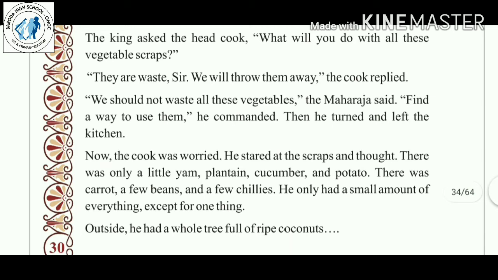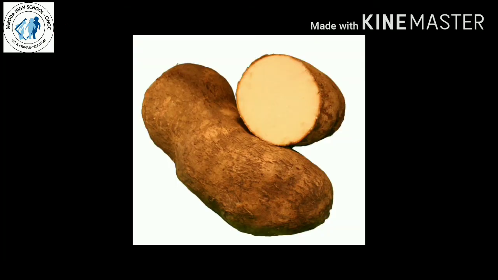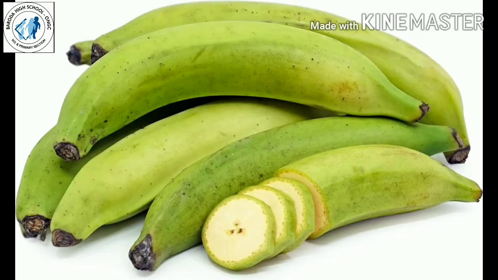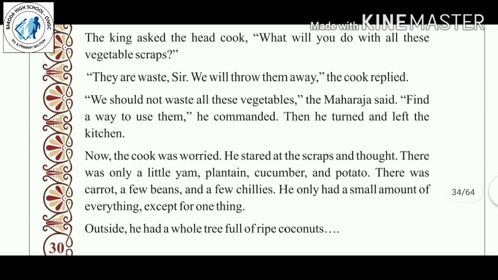And what were the vegetables which were in that basket? A yam. Yam means a small sweet potato kind of thing. Then a plantain. Plantain is a kind of raw banana available in Kerala. Then cucumber and a potato. Only these many things were left. And a carrot, beans. A few chilies were there. Nothing more than that.